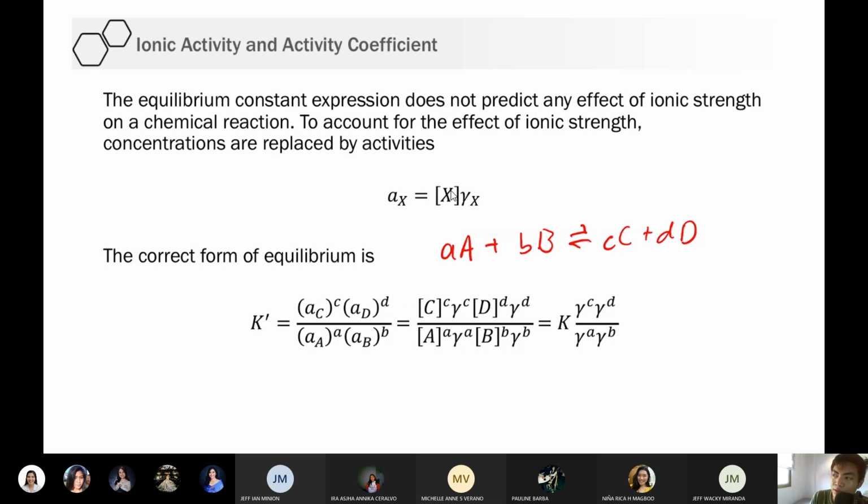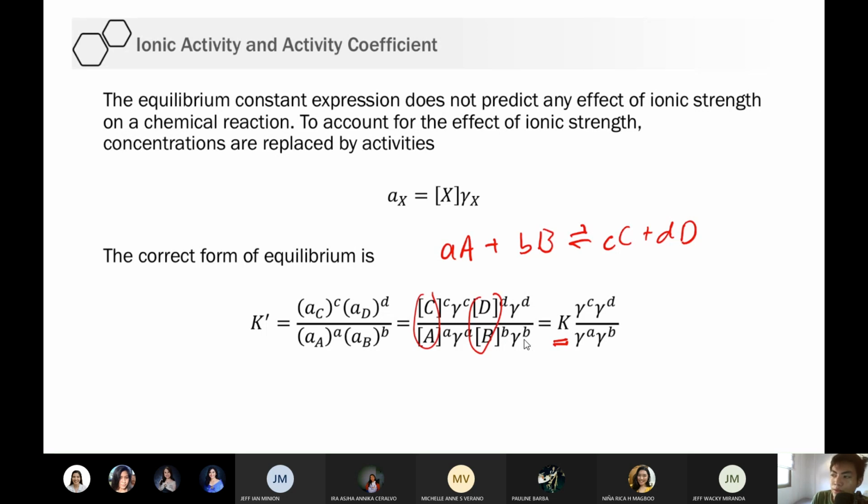So we know that activity is equal to gamma times the concentration. So we can expand this equation as this. The activity of C can be written as the concentration of C and the gamma of C. And the same is true for other species here, okay? So you're just going to substitute this into your activities, and you will get this form of the equation. And also, remember that when you combine your concentrations, that will give you the original K, the original equilibrium constant.